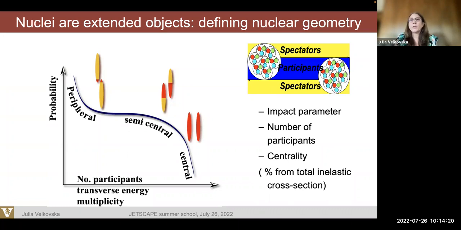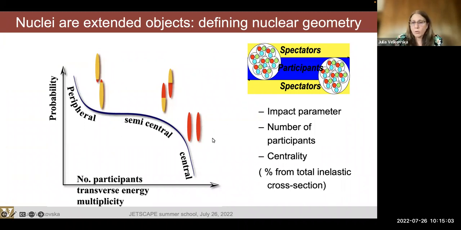And if you can imagine two nuclei coming at each other, there are many different ways in which you can collide these nuclei on the periphery. And that's why the probability distribution has this general shape. You have a lot of ways to collide peripherally, and very few ways to collide exactly head on. So these are the most central collisions. The nucleons that fall into the overlap zone are called participants, and the others that fly down the beam pipe are called spectators.